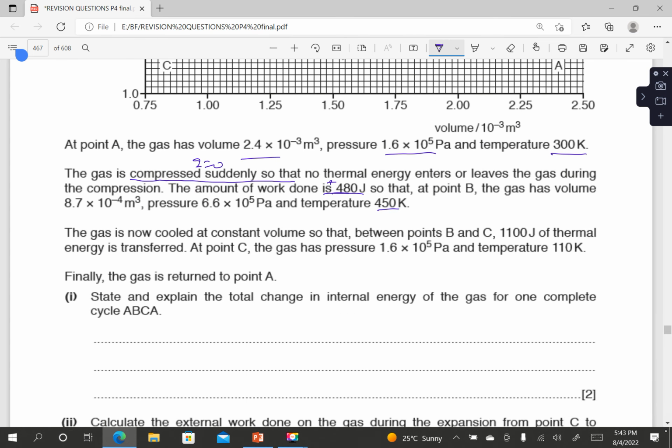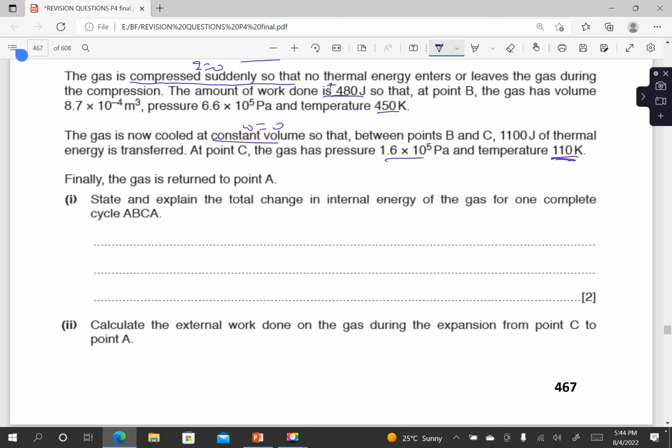The gas is now cooled at constant volume, a decrease in temperature. That means there's a decrease in internal energy. Between points B and C, note that there was no work done because the volume is constant. At constant volume, the work done is 0. Between B and C, 100 joules of thermal energy is transferred. Is it transferred to the gas or does it leave the gas? At point C, the gas has this pressure and this temperature. Now notice that this temperature is smaller than 450, so it means the gas is cooling down, a decrease in internal energy.